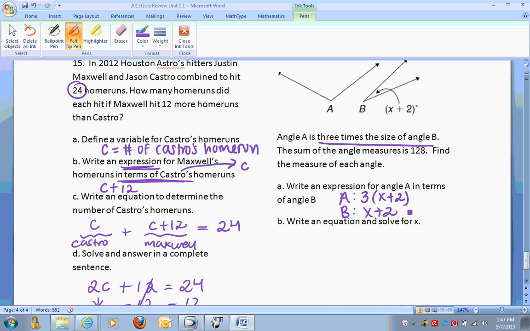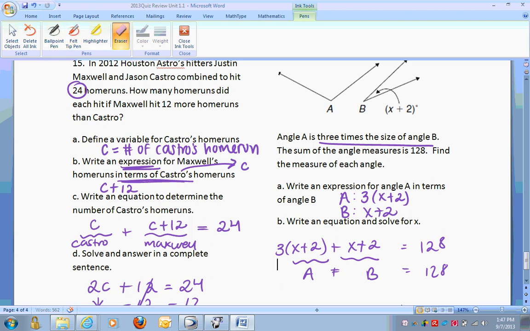Now they want us to write an equation and solve for x. Angle A plus angle B equals 128, they tell us in the problem. We know that angle A we're representing as 3 times x plus 2 and angle B as x plus 2. So now we have our equation written. Let's go ahead and solve.